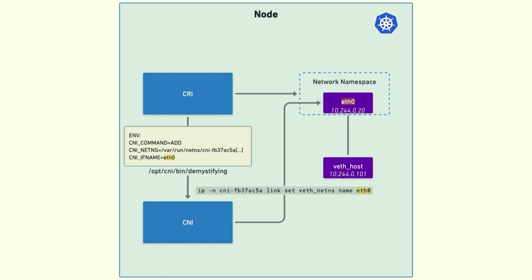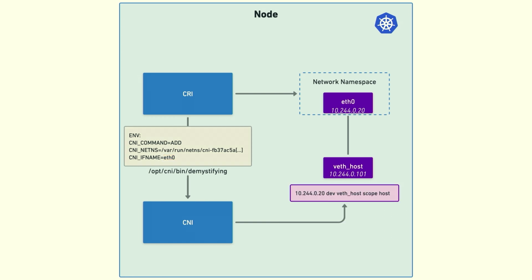The ip command to the rescue, ip -n. We know about this part already, right? Specify the network namespace because we're operating in there. And then we're saying link set for the veth_netns, which was the previous name, and now rename it to eth0.